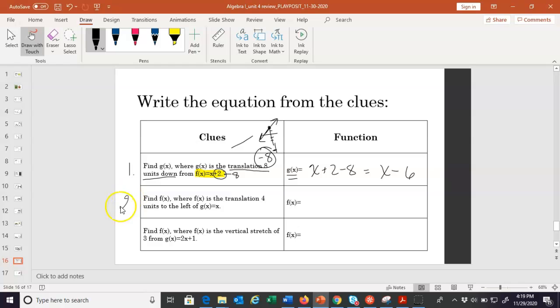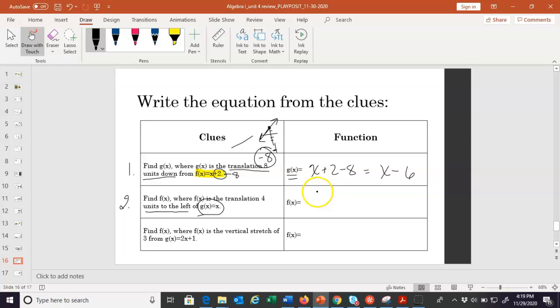All right, number 2, find f of x. So this time we're going to take g of x. F of x and g of x are all ways to name functions. It's just another name for a function. So we're going to take this given function and translate it 4 units to the left. Ooh, the left, that's a horizontal shift.